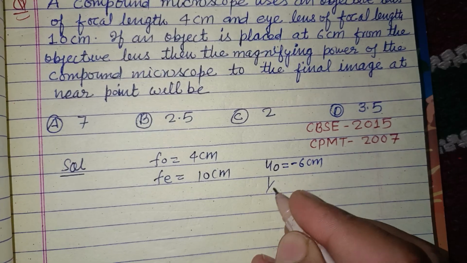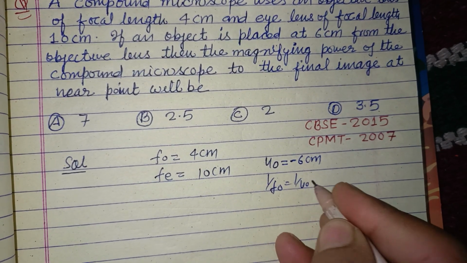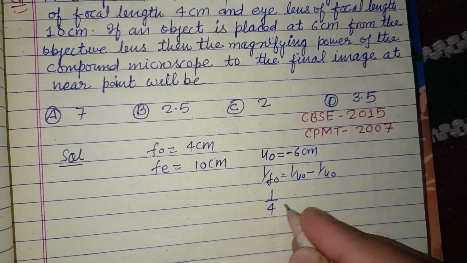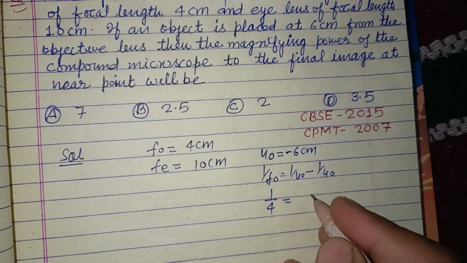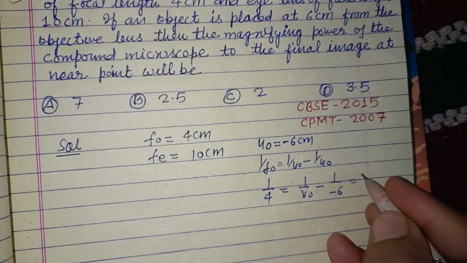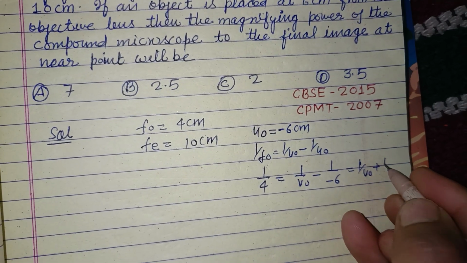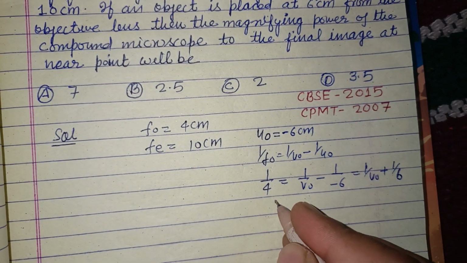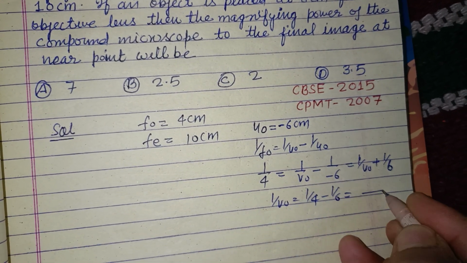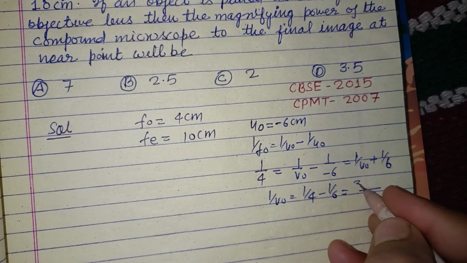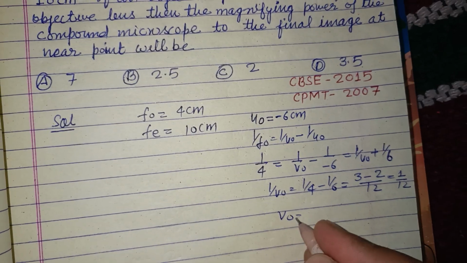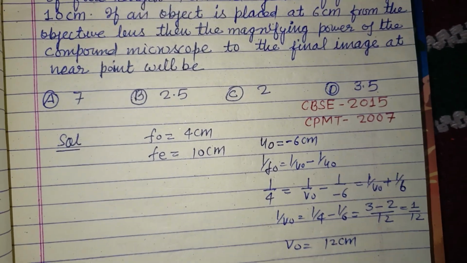So 1 upon FO equal to 1 upon VO minus 1 upon UO. Putting these values, this is 1 upon 4, FO is 4 and VO is required here, UO is minus 6. So 1 upon VO plus 1 upon 6, therefore 1 upon VO equal to 1 upon 4 minus 1 upon 6. 12 is LCM, 4 3s are 12, 6 2s are 12, so this is 1 upon 12, therefore VO equal to 12 centimeter.